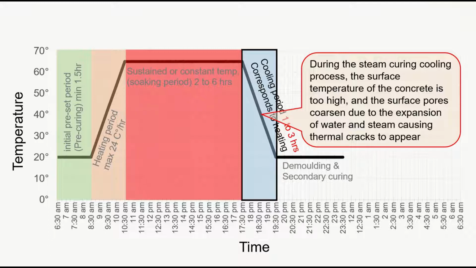During the steam curing cooling process, the surface temperature of the concrete is too high, and the surface pores coarsen due to the expansion of water and steam, causing thermal cracks to appear. The cracks occurred in the cooling stage because the concrete strength had not adequately developed to resist the shrinkage force.